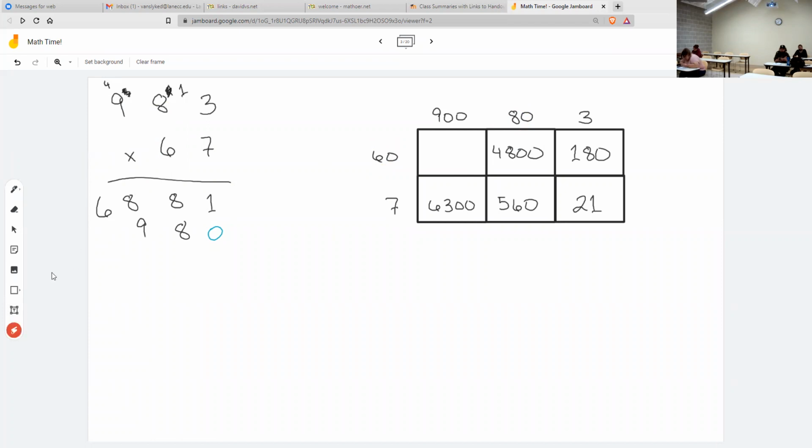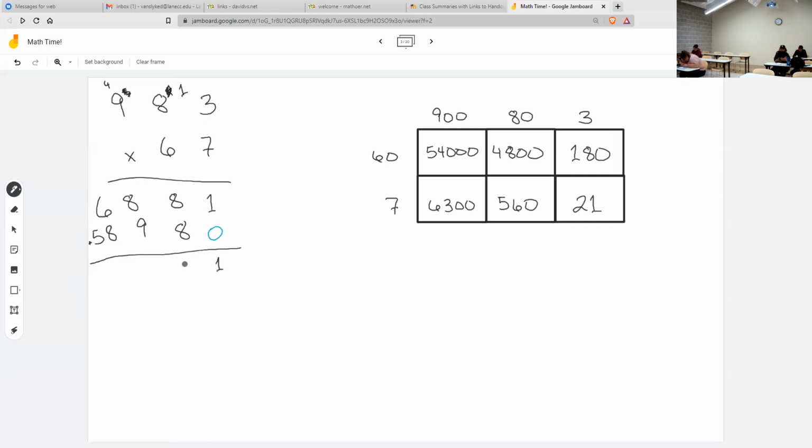And lastly, I have 60 times 900. 9 times 6 is 54. And there's 3 zeros. 9 times 6 is 54, and that 4 we were carrying, so we get that. I kind of squished and ran out of room. Okay, now we add things up.